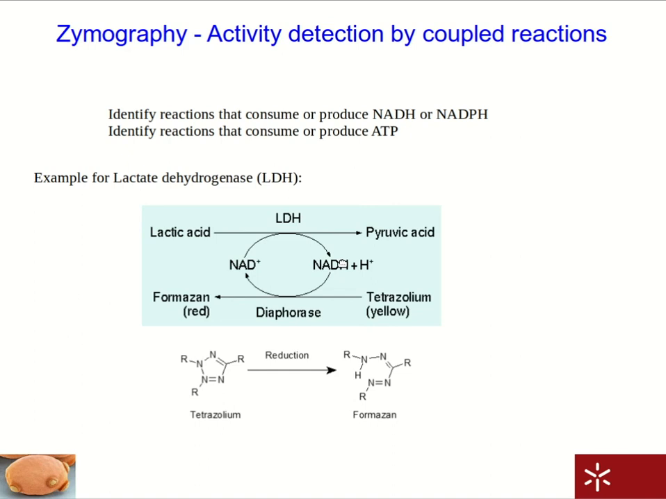And this NADH is used as a substrate for an enzyme called diaphorase, which can catalyze the reduction of a dye called tetrazolium to another dye called formazan. And this change in color from yellow to red we can detect. This means that we can separate also other kinds of enzymes on a gel in the same way as I showed in the previous slide, and we can detect many kinds of metabolic enzymes.